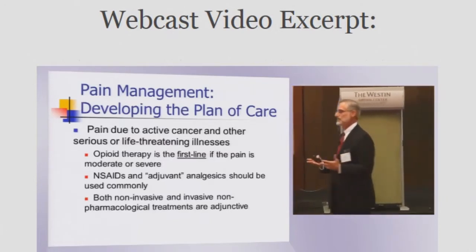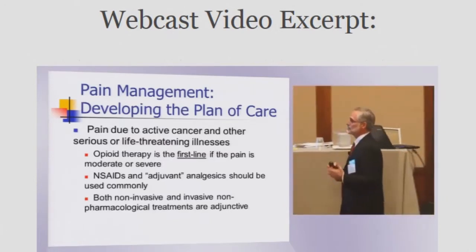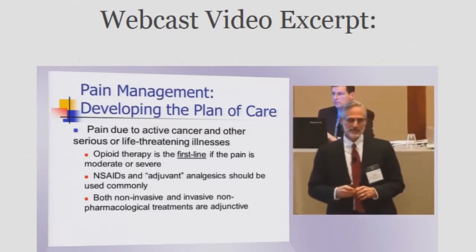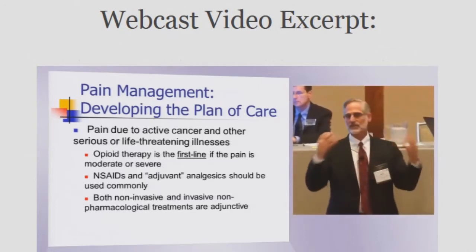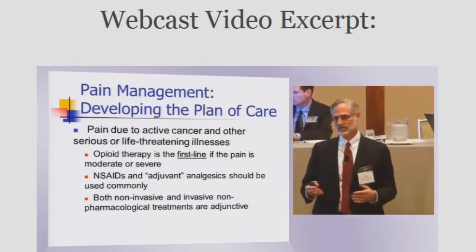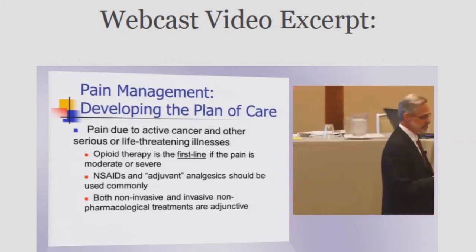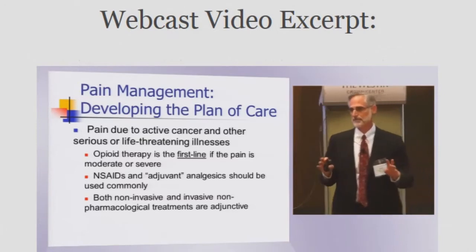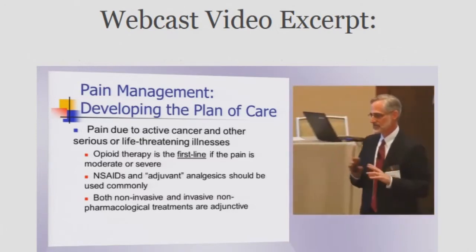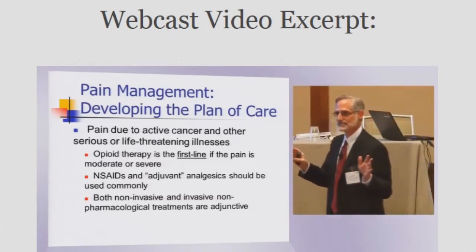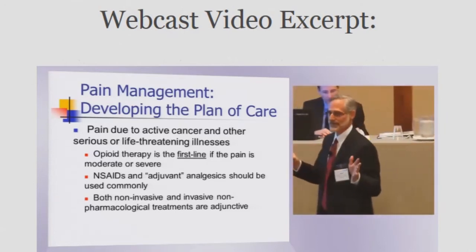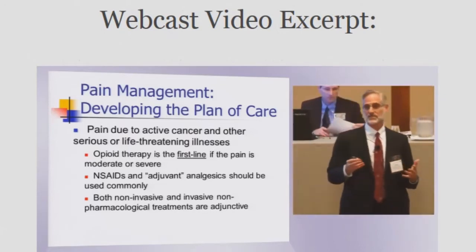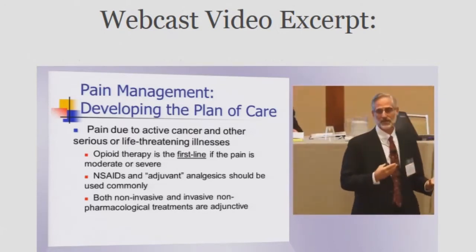So how do you develop the plan of care if you go through that assessment? Pain due to active cancer and other serious or life-threatening illnesses does evoke an international consensus about the strategy. This is really terrific for us because there's no consensus at all about how to treat the patient with low back pain. In fact, there's no consensus about what is low back pain. In fact, some people don't think there is low back pain. So I think there is low back pain, but I realize it's a very complex set of diseases and illnesses, and that complicates a plan of care.